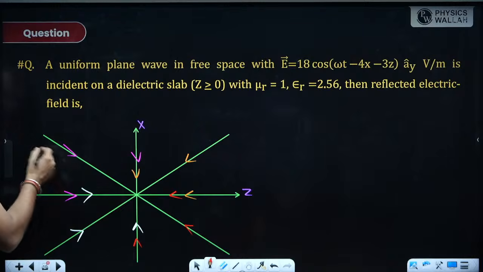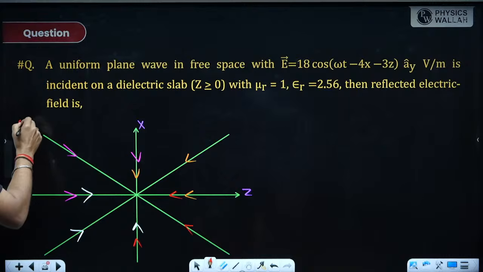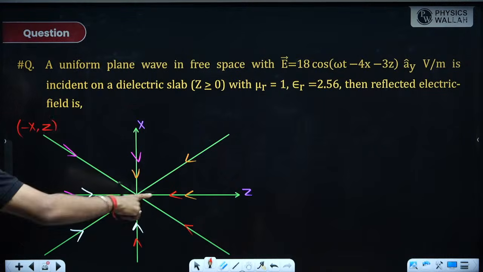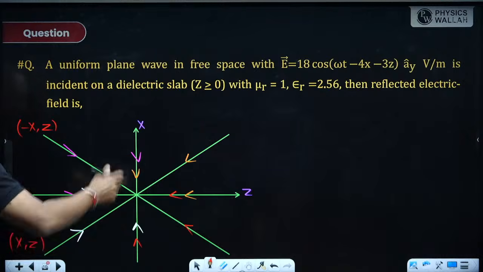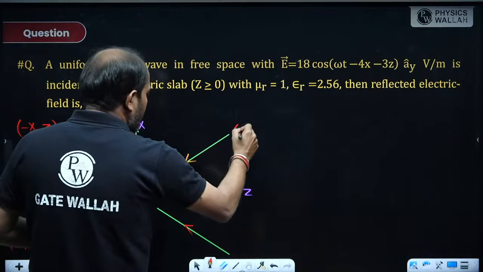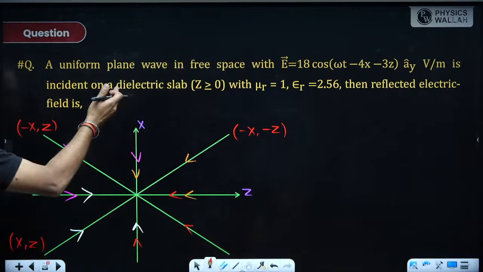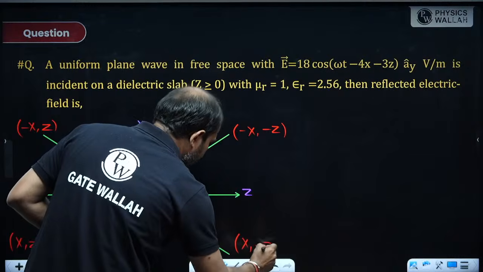So I will ask, the first one is traveling in which direction? Plus Z and minus X, so minus X and plus Z. The second one is traveling in plus X and plus Z, so plus X and plus Z direction. The third one is traveling in minus Z and minus X, so minus X and minus Z direction. The fourth one is traveling in plus X and minus Z, so plus X and minus Z direction.